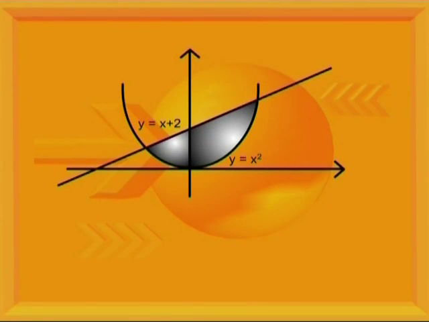Here is the diagram where you can see the graph of the parabola y is equal to x square and the graph of the line y is equal to x plus 2. This line and the parabola meet at the point minus 1, 1 and at the point 2, 4. These points can be obtained by solving these equations of these curves simultaneously.